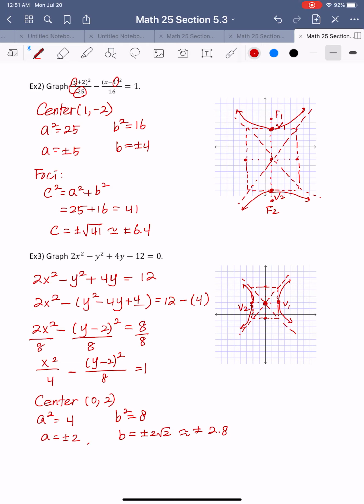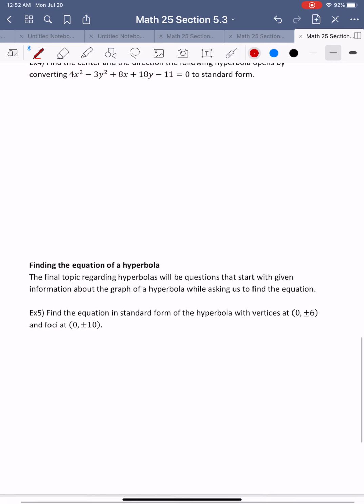All right, that's the graph. And then c squared equals a squared plus b squared. a squared is 4 plus 8 is 12. So c is plus or minus radical 12, which is 2 radical 3. Yep, that's all.